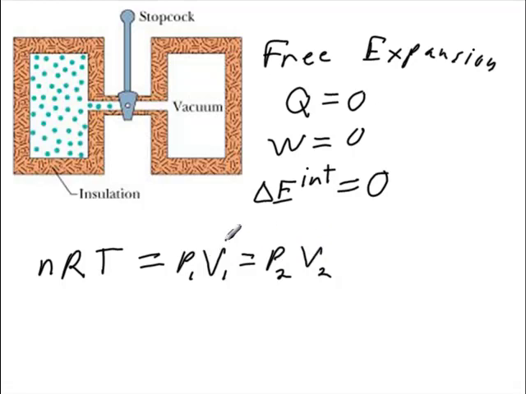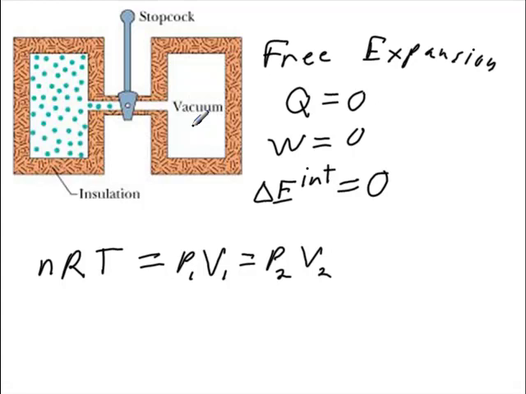You might think that this means it's an isothermal expansion. But remember, in a controlled isothermal expansion, we always had a well-defined pressure and volume. The change in internal energy was 0, but we did work and we absorbed heat. The difference now is that in this free expansion, we don't have a well-defined pressure or volume from the moment we open this stopcock until everything has equilibrated.